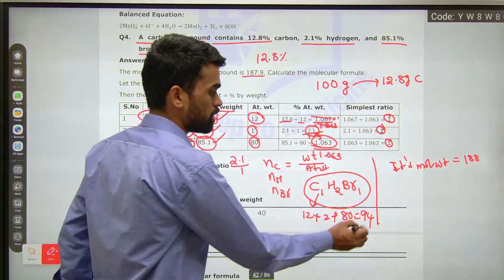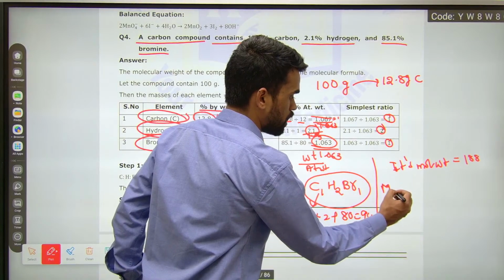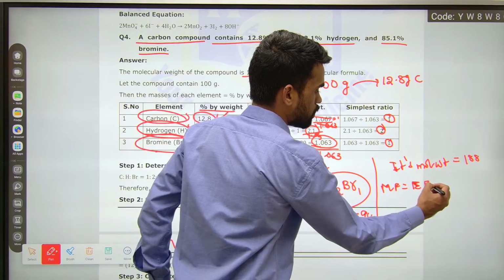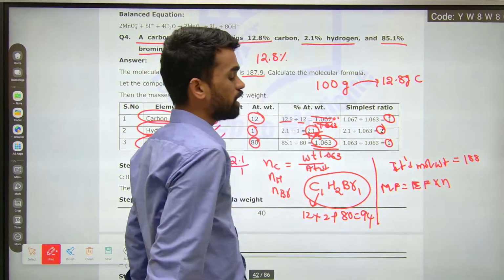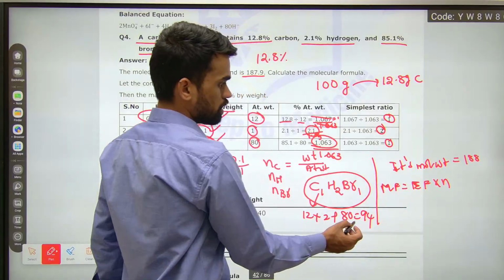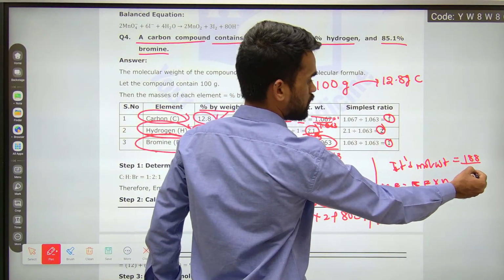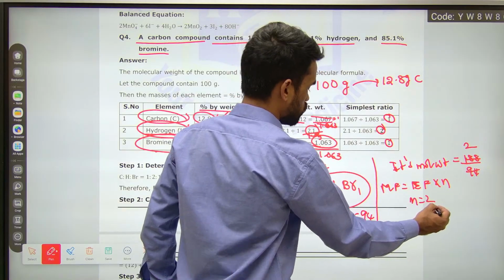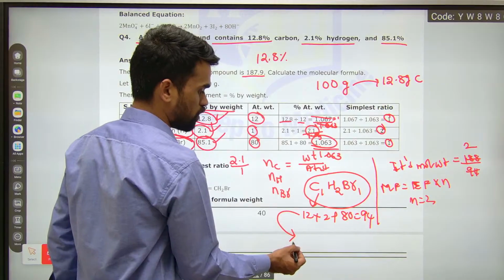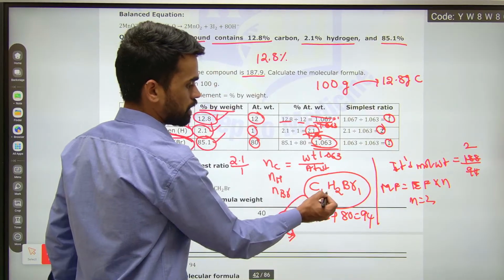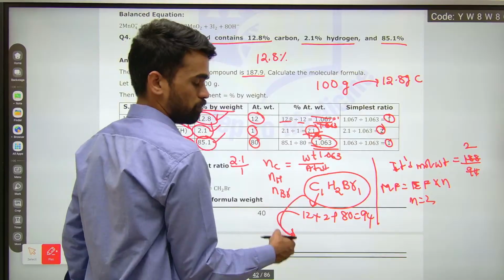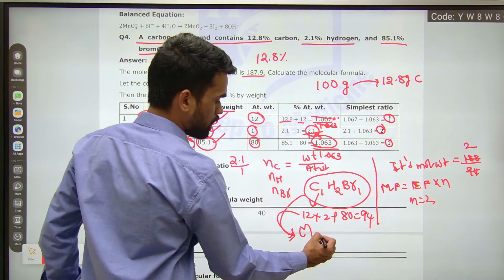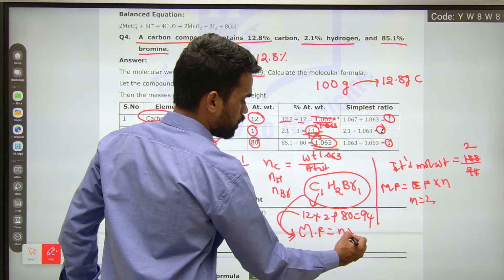So just remember, the molecular formula of a substance will be equal to the empirical formula times n. Now you are going to get this n value. Just divide 188 by 94. It will be around 2. Your n value we got is 2. So multiply the empirical formula with n, so that you will get the molecular formula. Molecular formula is equal to n times the empirical formula, right?